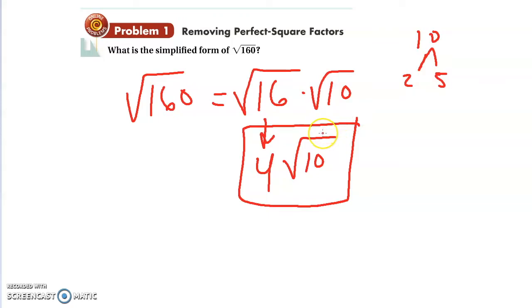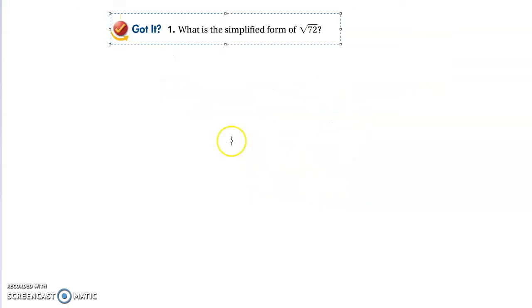So this is one way that we can try to simplify square roots, by trying to think of what perfect square factors are there. There's another way that I'm going to teach you that's very helpful whenever you have variables. But for now, this is a good way to go about things if you're pretty confident with your perfect squares. Got it?